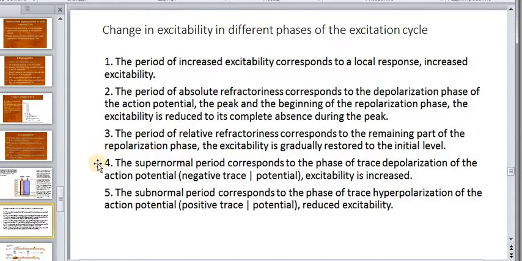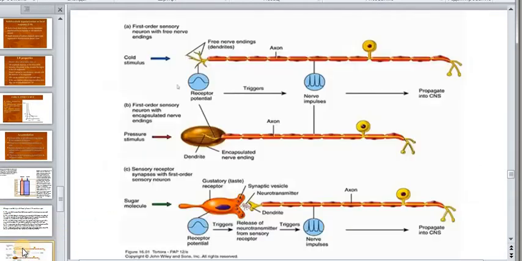The supernormal period corresponds to the phase of trace depolarization of the action potential, negative trace potential. Excitability is increased. The subnormal period corresponds to the phase of trace hyperpolarization of the action potential, reduced excitability.